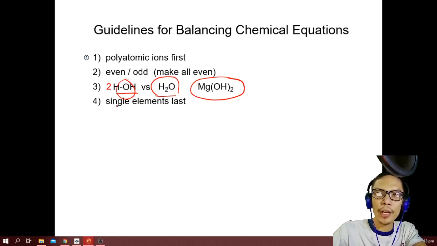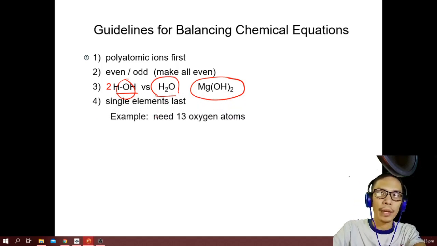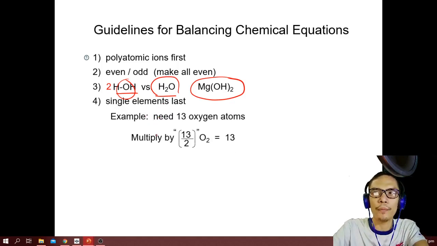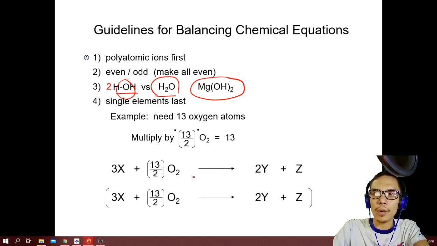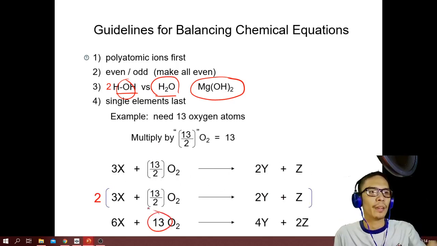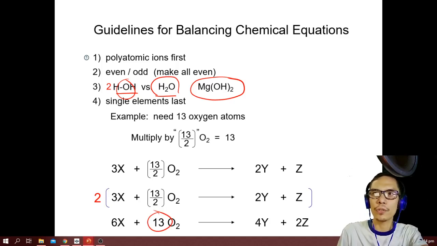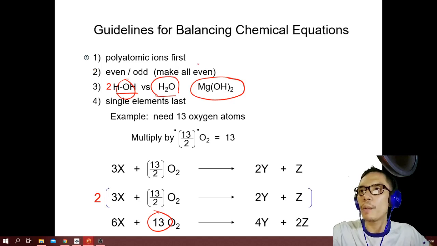Number 4 is that single elements will go last in priority. For example, in this equation, I need 13 oxygen atoms. So what am I going to do? Just do the general equation that you have right here, then multiply everything by 2, then you get 13. Okay, so that's how you balance a chemical equation.